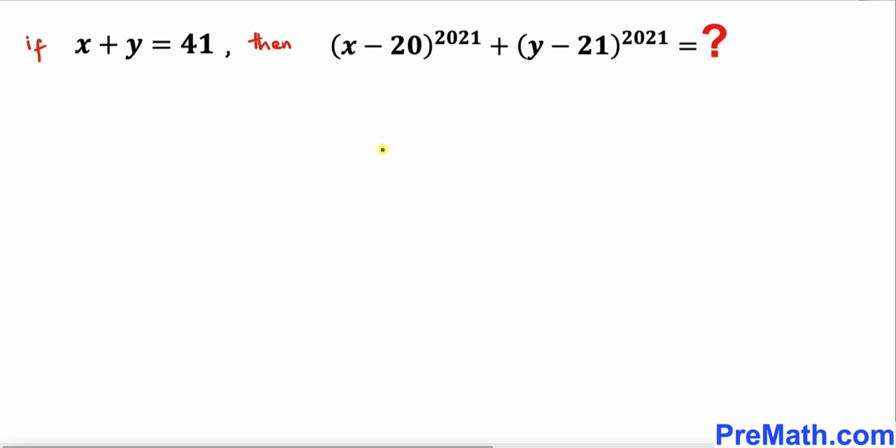So let's go ahead and get started with the solution. And here's our very first step. Let's focus on this given equation.